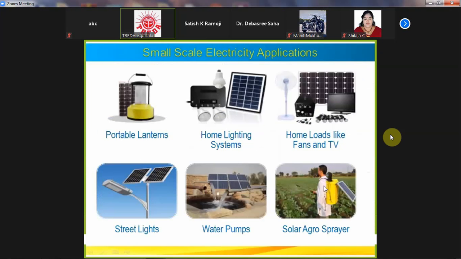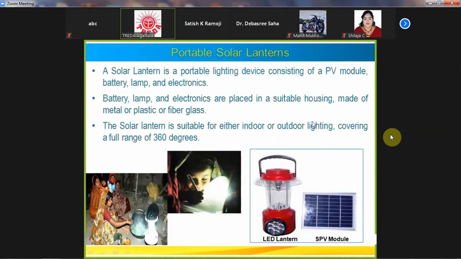Now the type of system I have seen is the solar lantern. This is the solar lantern, portable type. In this type, there is only a battery, one lamp, and electronics, one DC circuit, and a switch for the portable use. The solar lantern is usable either indoor or outdoor, and we can get light in 360 degrees.